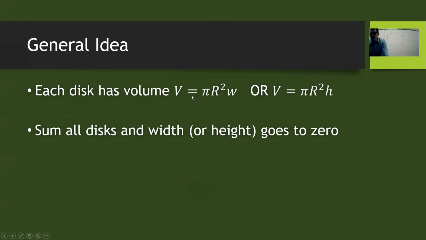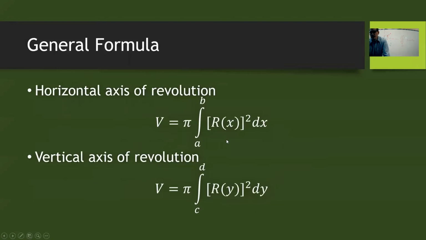So each disk has volume pi r squared times the width, or pi r squared times the height if you lay this out horizontally rather than vertically. You sum all the disks, and this becomes your formula to find the volume. Notice this is what I just said. Pi r squared times dx, integrated from some x value of a to some other x value of b.